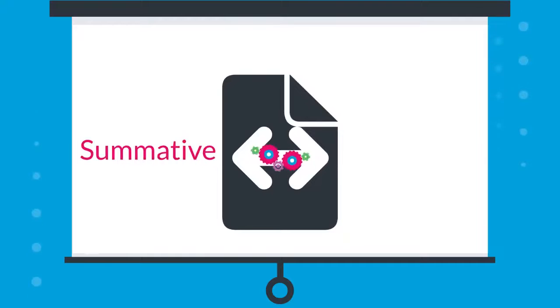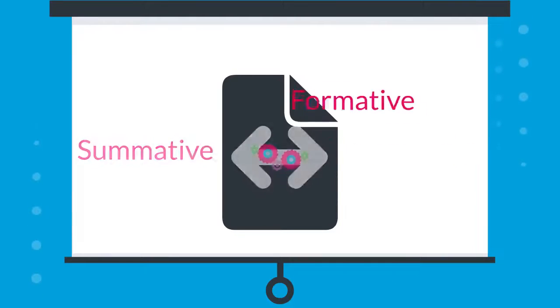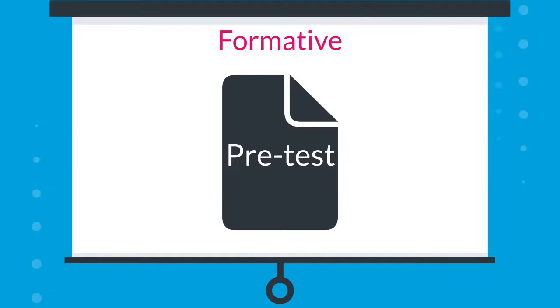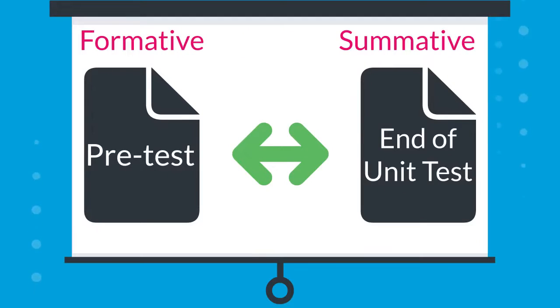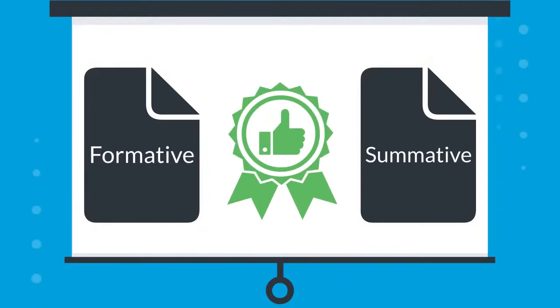Sometimes the same test could be summative or formative, depending on how it is used. For example, an educator might give a pre-test at the beginning of a unit as a formative assessment, and then administer a similar version of that test as a summative assessment at the end of the unit. Instruction is most effective when including both formative and summative assessments.